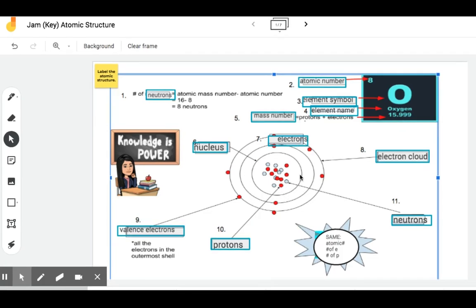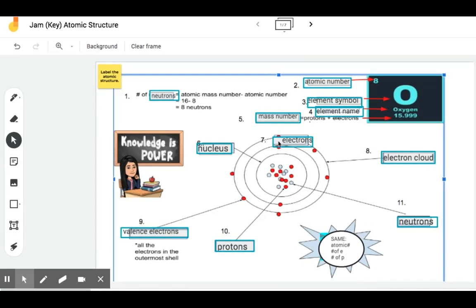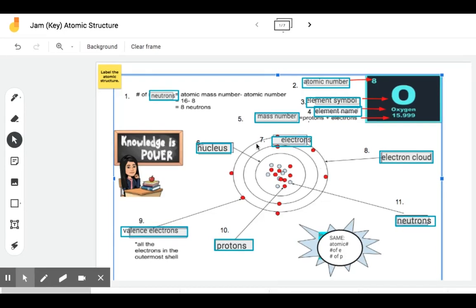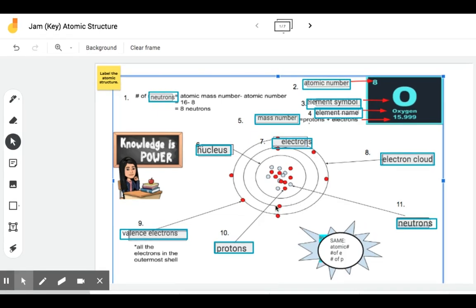So that also corresponds to the mass number of element oxygen. Around the nucleus are electrons in the electron cloud. So the answer for number 7 is electrons. Number 8 is the electron cloud. This is where the electrons are located. According to Bohr model, there's a specific number of electrons in each energy level.